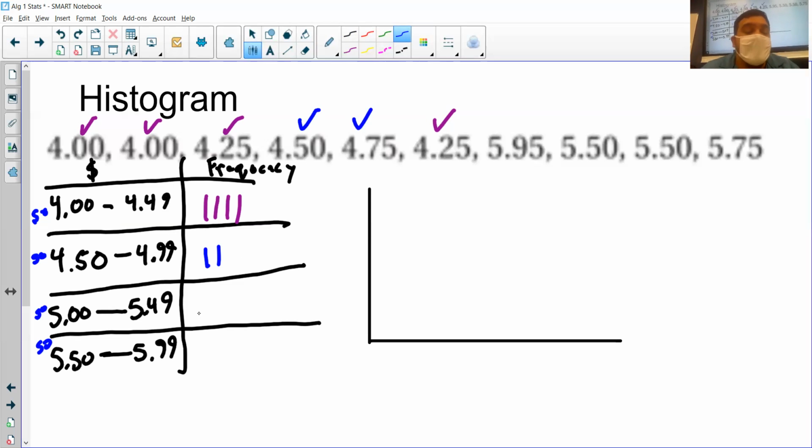5 to 5.49. Do we see anything? 0. So I'm going to put 0 here. And in 5.50 to 5.99, it seems to be 1, 2, 3, 4. I put tally marks because sometimes if you have bigger data, you'll count with them, but you could just put the number 4.